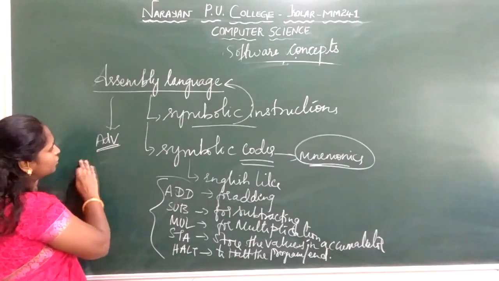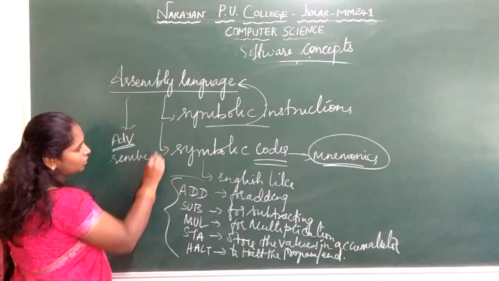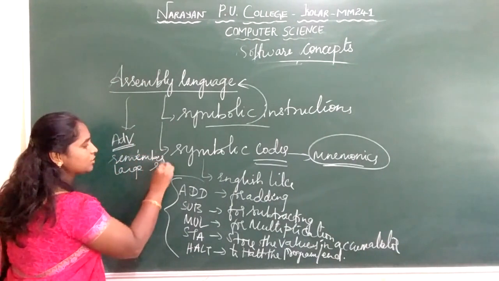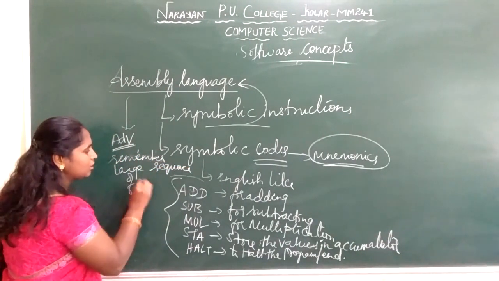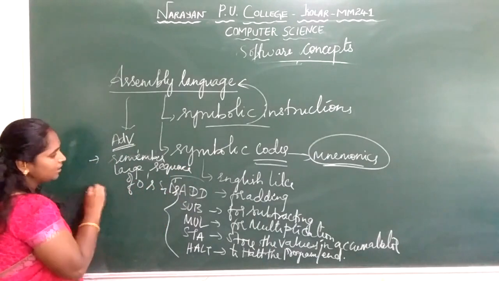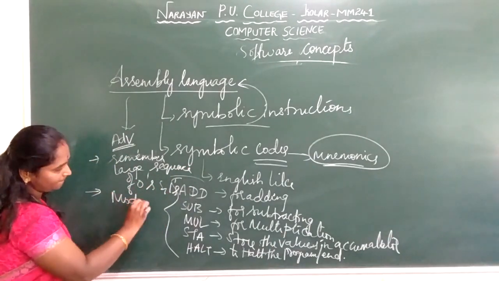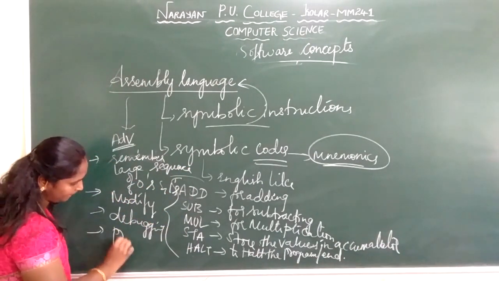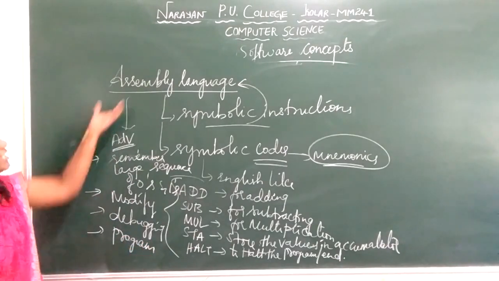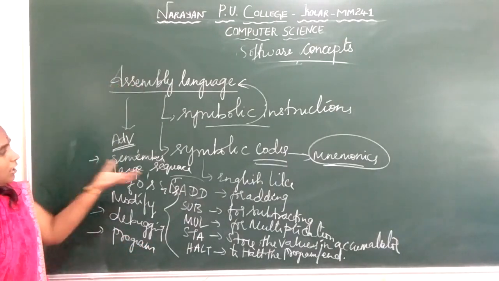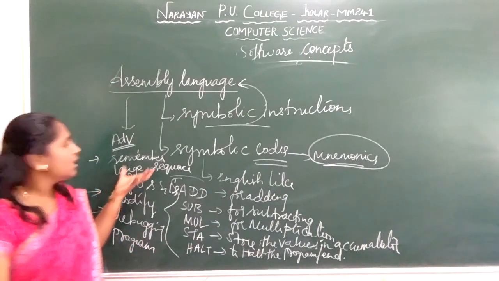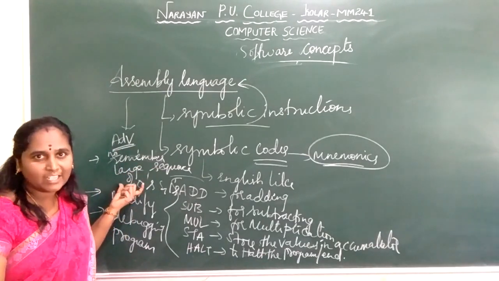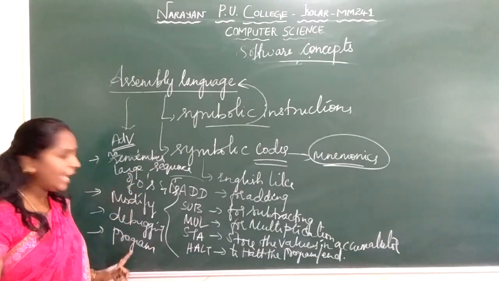You need not remember large sequences of zeros and ones. Next, it is easy to modify, debug, and it is very easy to program. So these are the advantages of your assembly language. In assembly language, the disadvantages faced in machine level language are removed: you need not remember large sequences of zeros and ones, and it is very easy to modify, debug and program.